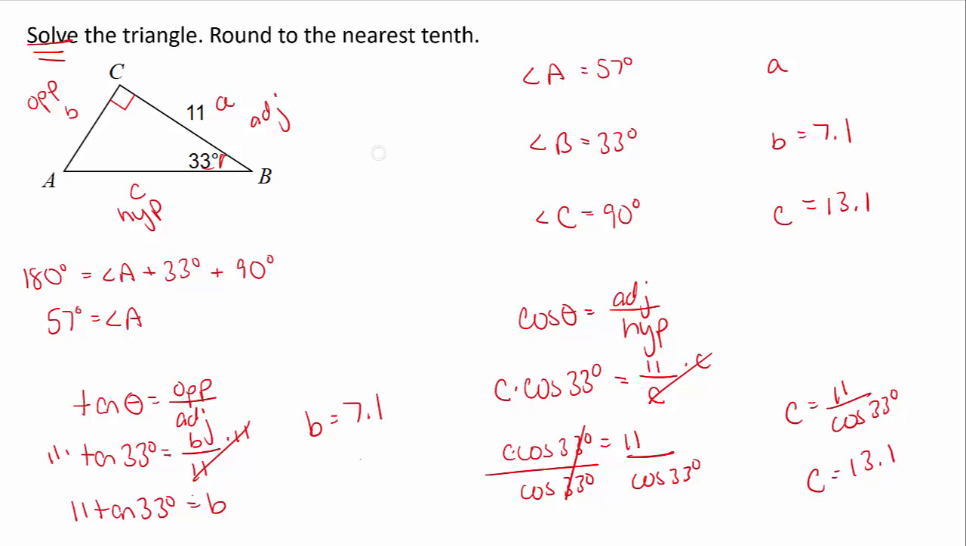And we already had A. A was 11. So now we've solved the triangle.